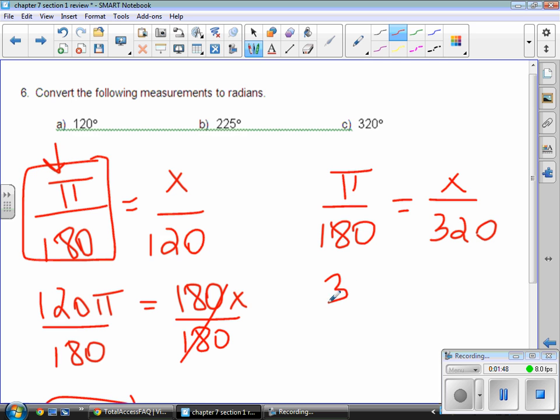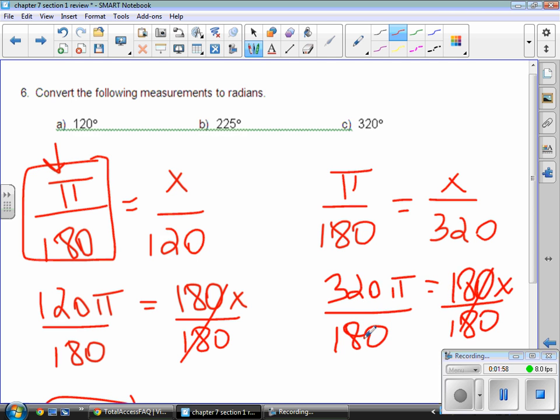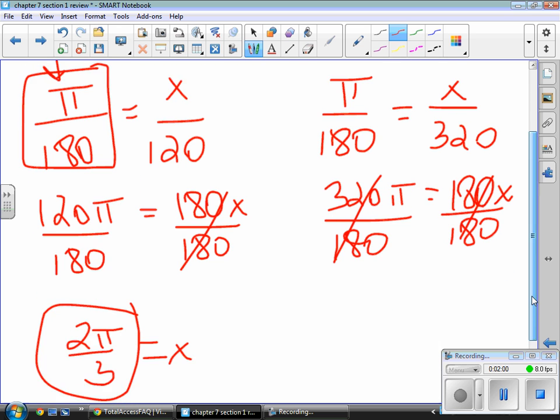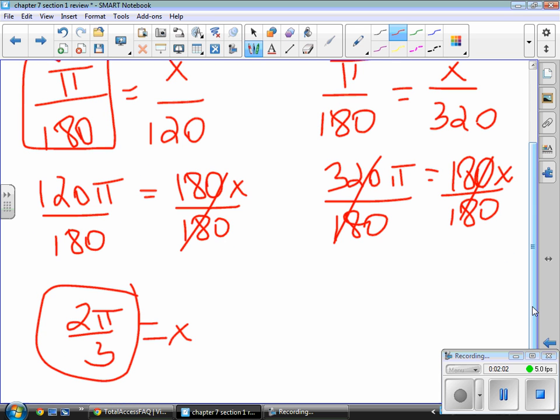Okay, so I'll have 320 pi. Do not multiply by pi because it's no longer exact. Divide by 180 on both sides. Okay, if I do that, I'm going to simplify it, and I'm going to have 16 over 9, and I'm just going to have pi. 16 pi over 9 is my radian measurement.